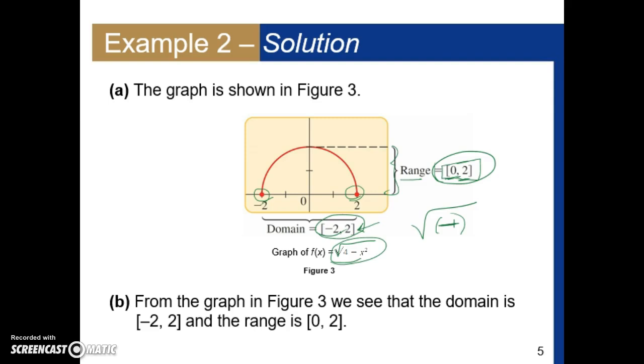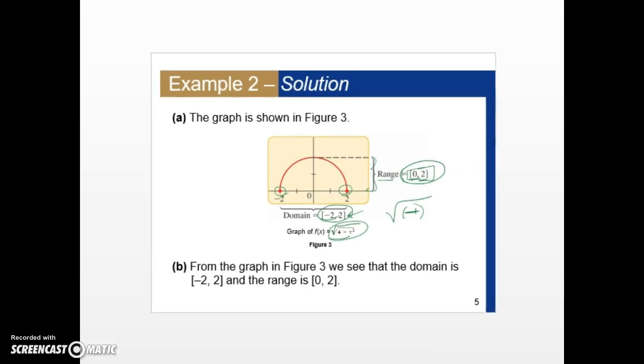So domain, pretty easy to find, pretty straightforward. You've got to worry about a negative under an even root or division by 0. Everything else is legal for us in mathematics. Range right now, pretty much just going to have to look at the graph.